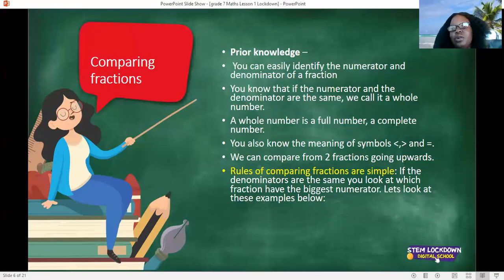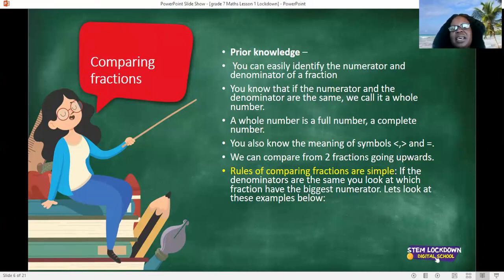And then you also know the rules of fractions. Say if we're adding fractions, you know that we have to add the numerators and not the denominators. So going to the rules of comparing fractions, they're quite simple.